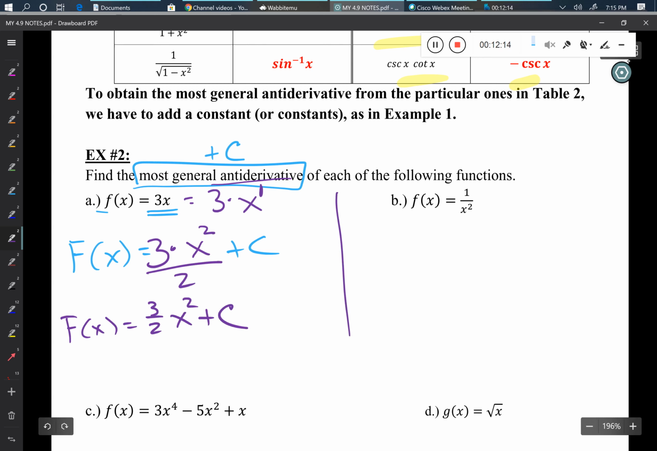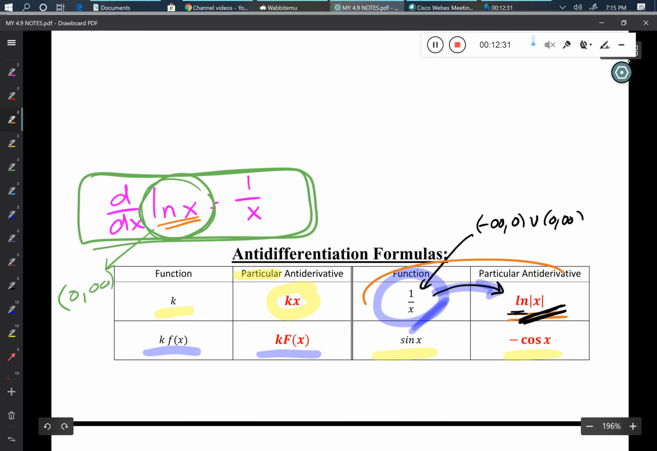Okay? Moving on to letter B. I'm looking at this, and I'm not seeing 1 over x squared. I'm seeing x to the negative 2. We almost always rewrite, don't we, when we're taking derivatives? So what are we going to do when we take antiderivatives? Rewrite. The only time we don't rewrite is this one right here.